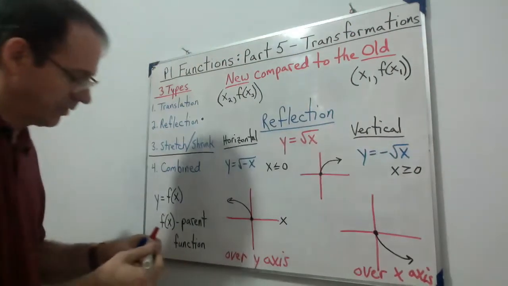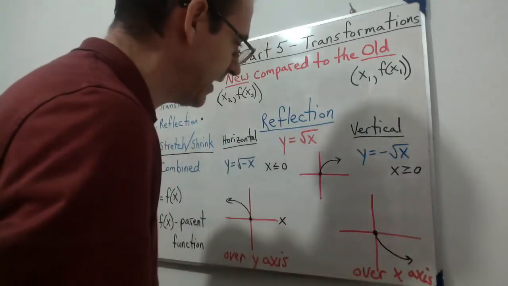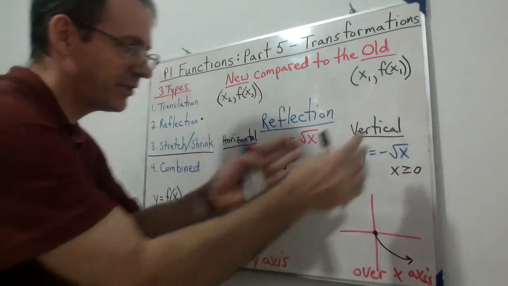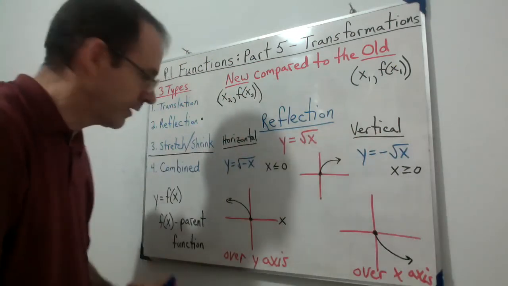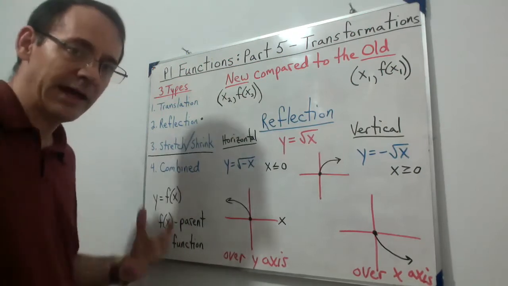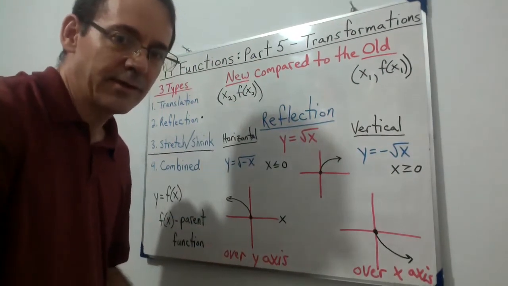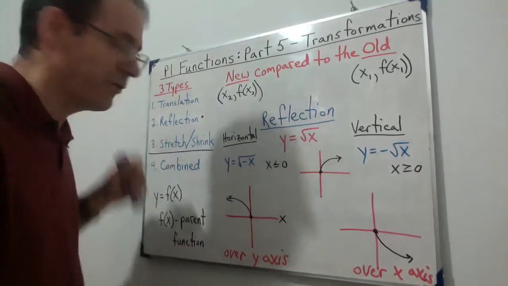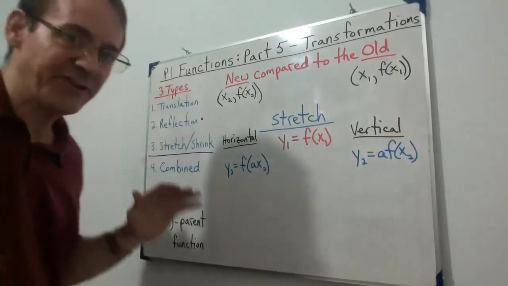okay? So here's a reflection over the y-axis. Here's a reflection over the x-axis. This is horizontal, vertical. We looked at them separate. In the next video, we'll see what happens when you combine them, okay? So let me set it up for our third one. Okay, here's our third and last one.